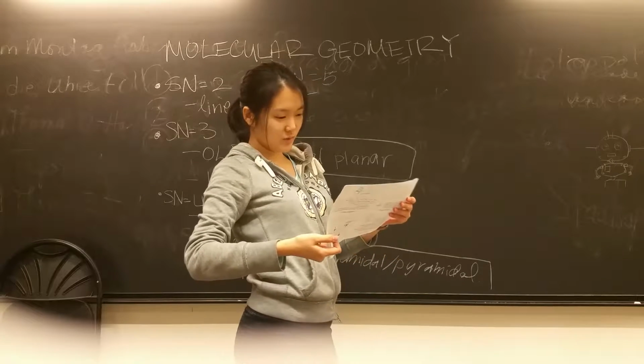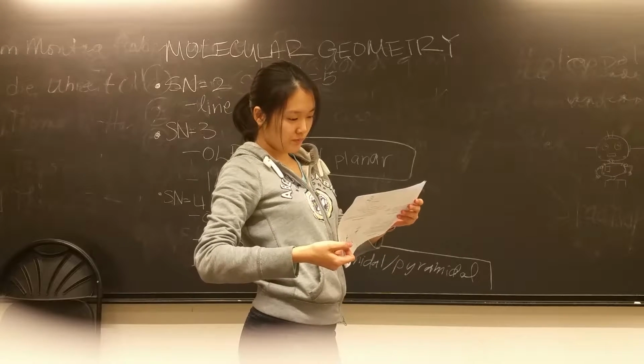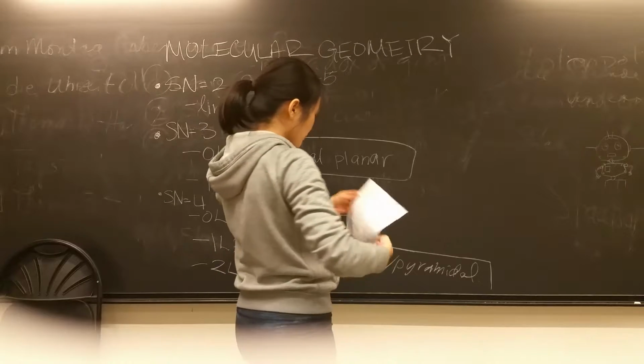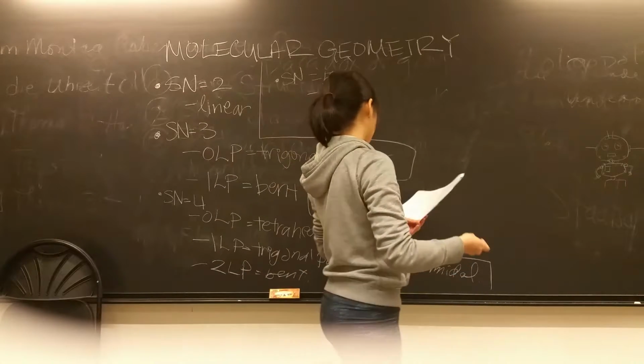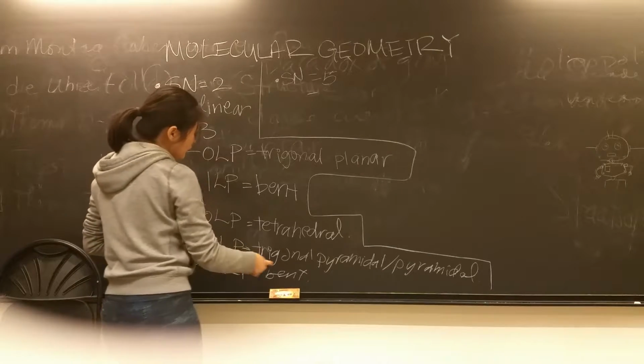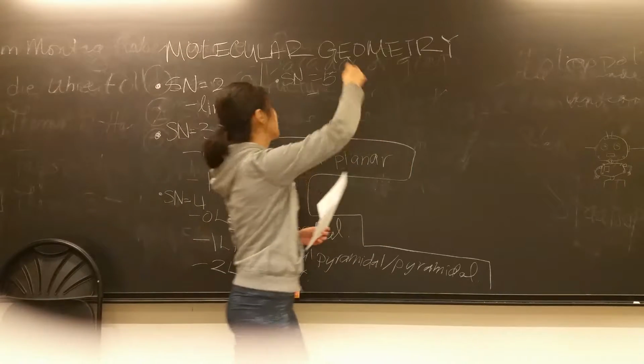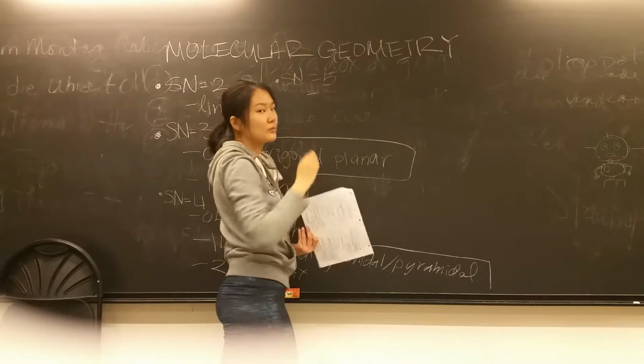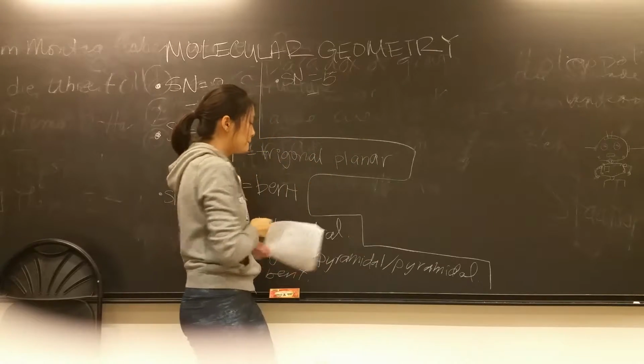If I can find it, hold on. Trigonal bipyramidal. Oh, okay, yeah. So steric number 4 with 1 lone pair, you can have trigonal pyramidal, but with steric number 5 and 0 lone pairs, you're going to have trigonal bipyramidal.